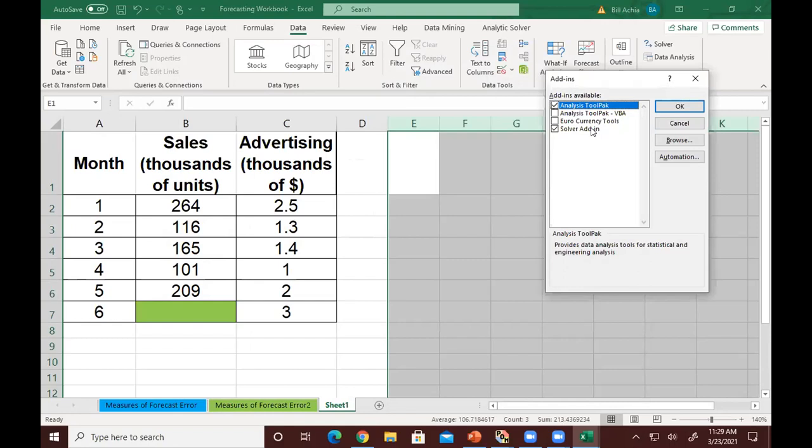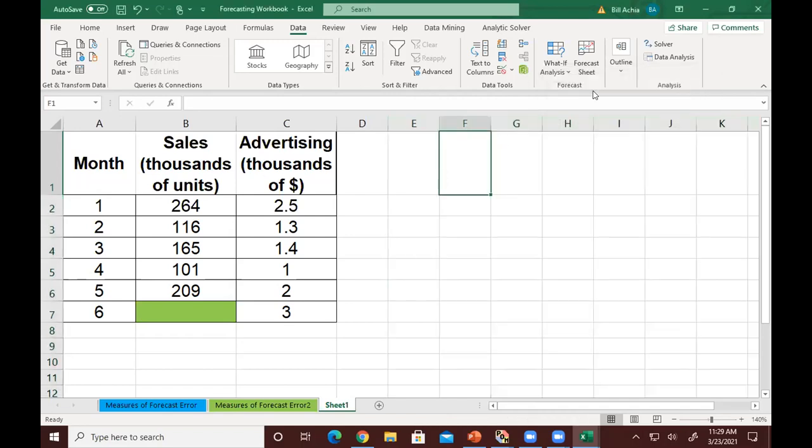I already have it checked. Make sure yours is checked and then click OK. And then it will bring you to the data tab. So analysis tool pack, you are not using Solver in this class, but I usually have those two checked. Okay, so once you do that, you should have the data analysis tab. For those online, is anybody who didn't get that data analysis tool?